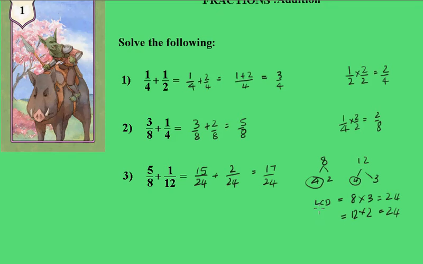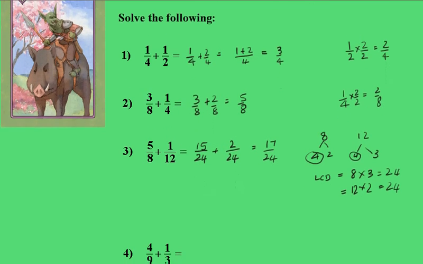This lowest common denominator is another name for it, lowest common multiple. That's how you work out the lowest common multiple. These 4s are the highest common factors of 8 and 12. Right? Okay, so let's just move on to the next one.